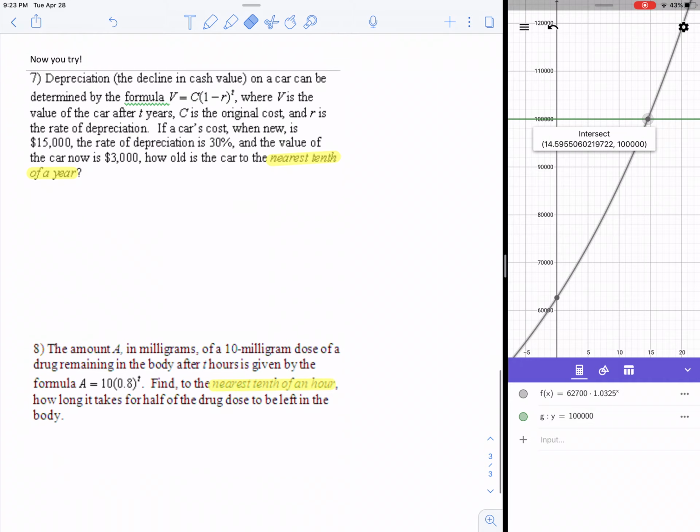Oh, but this one actually is a little tricky because they're saying to find to the nearest tenth of an hour how long it takes to halve the drug dose. Well, if it's starting at a 10 milligram dose, you have to figure out what the constant function is. Y equals half of that. I think you could all figure out what half of the 10 milligram dose is. Again, reach out to me if you have any questions.